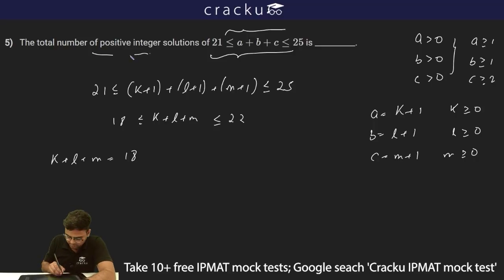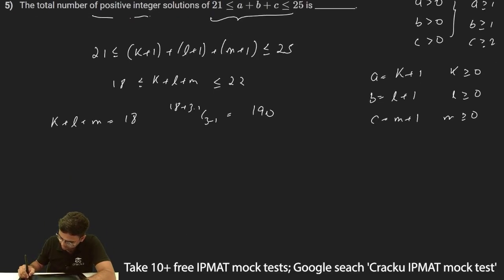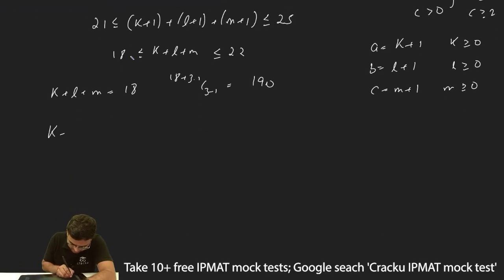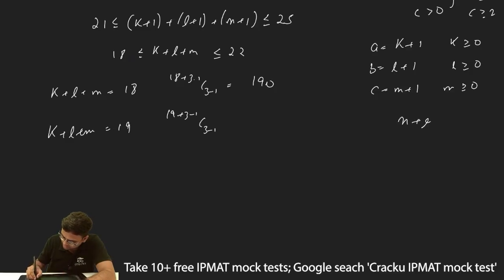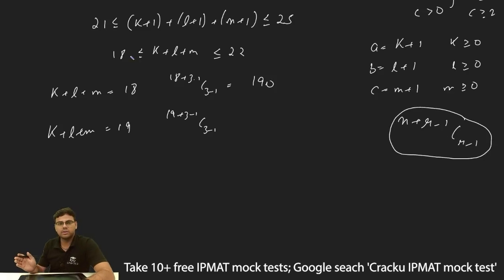First, k plus l plus m is equal to 18. Then the number of solutions will be n plus r minus 1 c r minus 1, with n 18, r 3. So 18 plus 3 minus 1 c 3 minus 1, this will be equal to 20 c2, or I can write 190. Then the next will be k plus l plus m is equal to 19. So again 19 plus 3 minus 1 c 3 minus 1. The formula is n plus r minus 1 c r minus 1, where n represents the number of things which need to be distributed and r represents the number of persons among whom this needs to be distributed. So 21 c2 is 210.